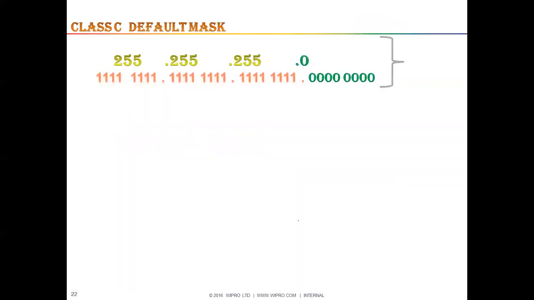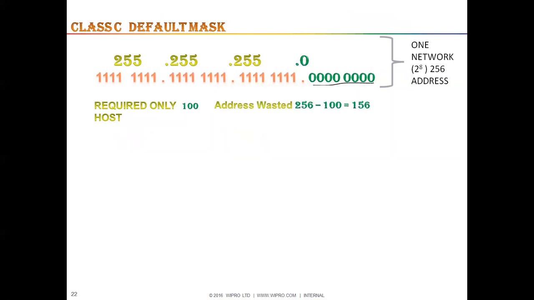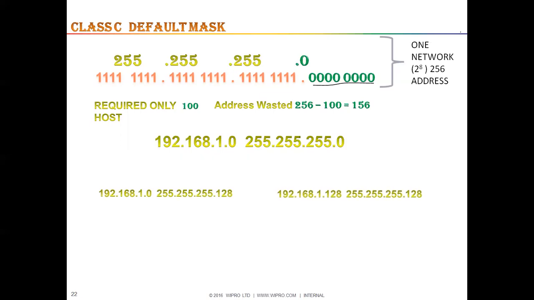Let's see that. This is the formula. You remember that for class C, our default subnet mask is this one, right? One network has 2 raised to 8, 256 addresses, but we require only 100 hosts, 100 machine IP addresses. So what can you do? By default, if you use that, you will waste 156 IP addresses. So you can split it like this.